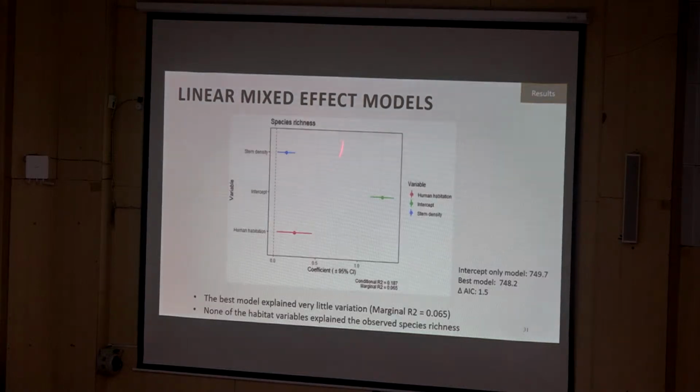So the best model was with the stem density and the human habitation. The best model explained very little variation. The marginal R squared was 0.06, that means 6.5% of the variation.